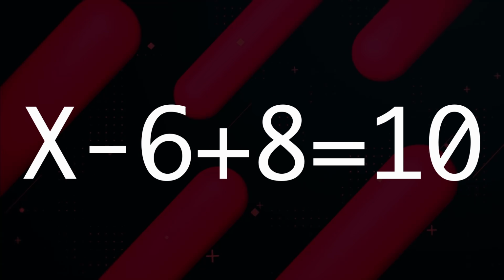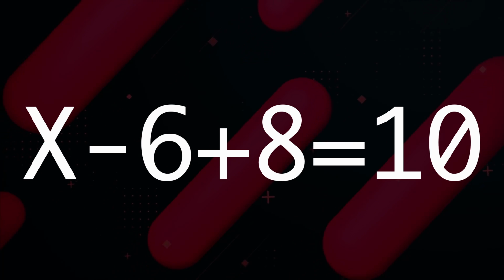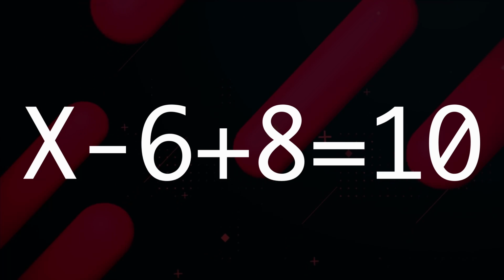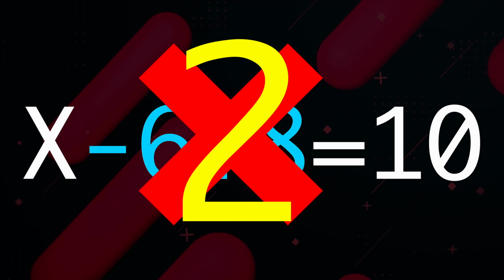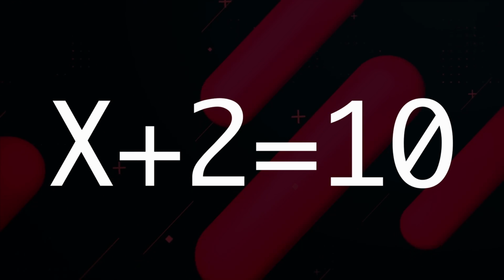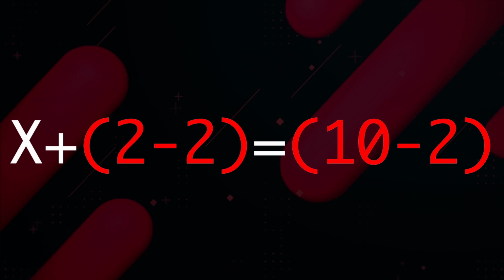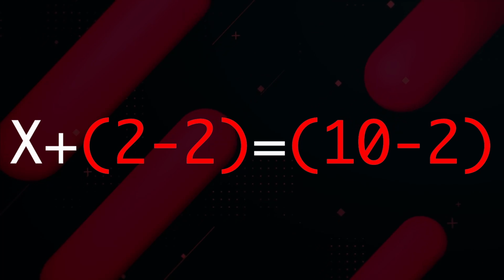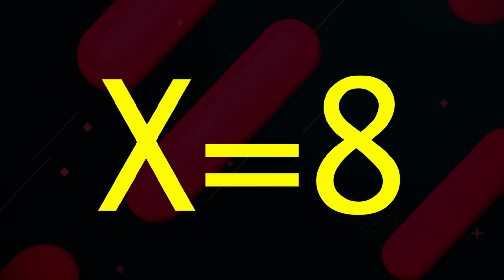x minus 6 plus 8 equals 10. Well, let us simplify the left side first. So negative 6 plus 8 equals 2. So now we have x plus 2 equals 10. Remember, we have to isolate x. So in order to isolate x, we subtract 2 from the left side and the right side in order to get x equals 8 as our final answer.